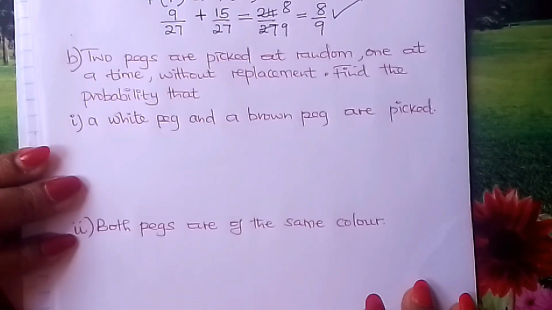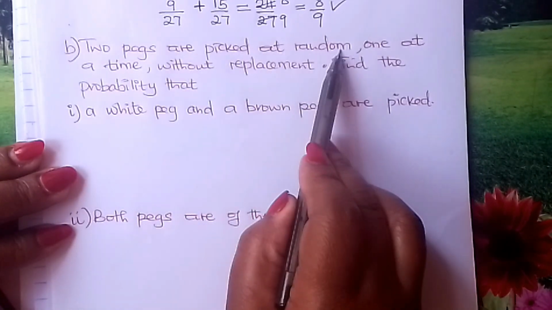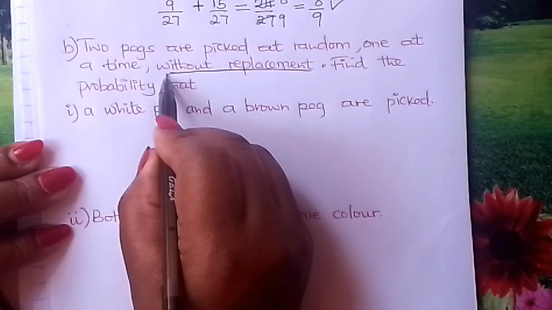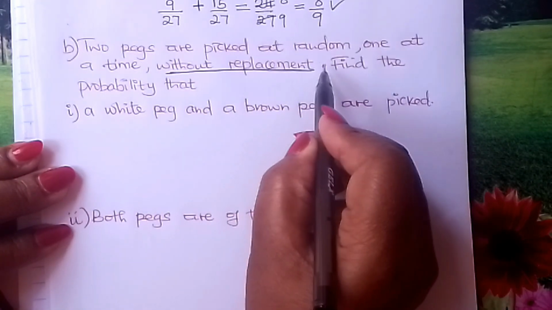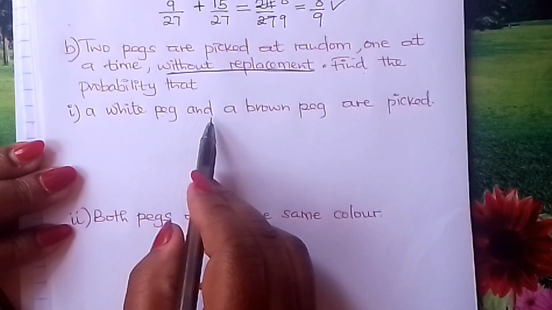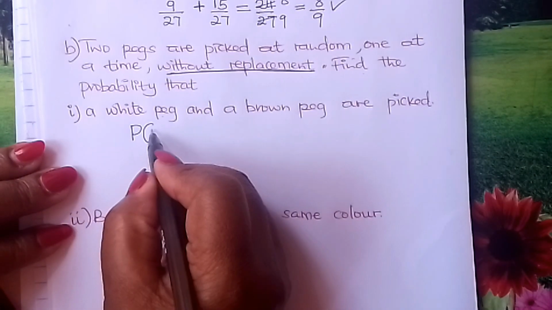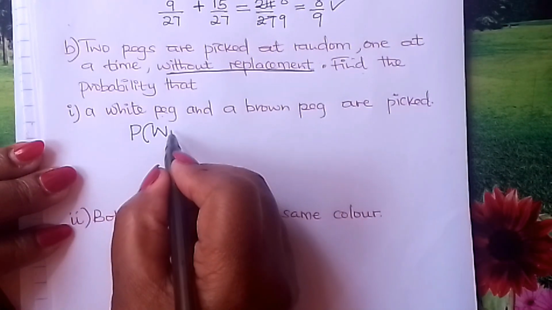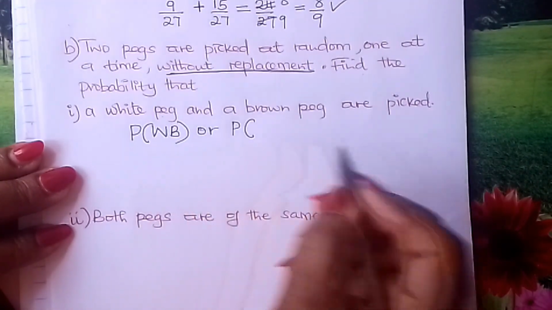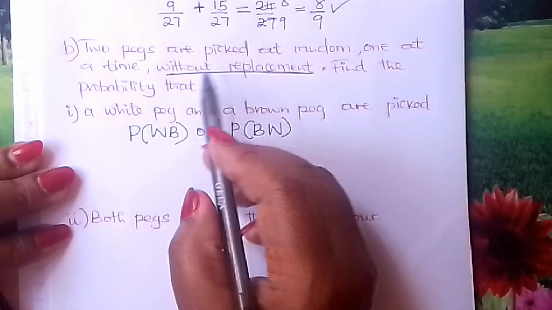We go to part B, learners. 2 pegs are picked at random, one at a time, without replacement. Look at this: without replacement. Find the probability that a white peg and a brown peg are picked. That is the probability of picking a white and a brown, or the probability of picking a brown and a white, without replacement.